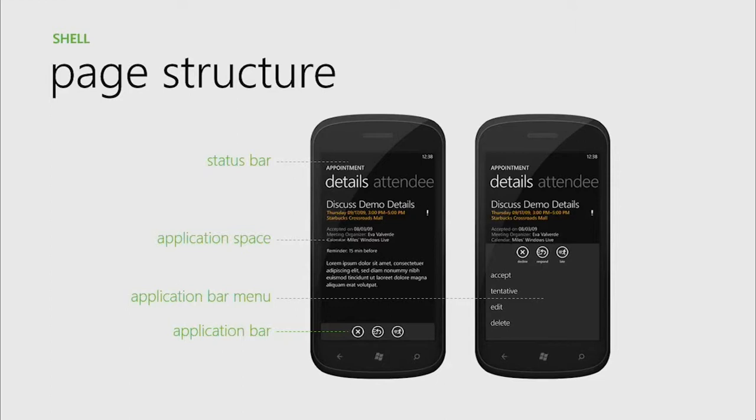We have sort of the application space, and you as a third-party application developer will get to use this. This is sort of your canvas to go to town with. We have an application menu bar and an application bar when it's collapsed. This will be your options and menus that you can stuff all your different functionality into for your application.